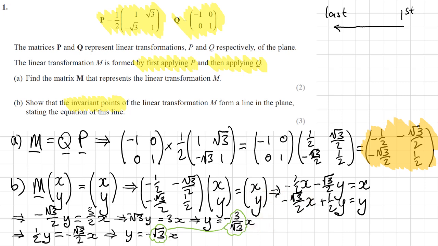So the invariant line, we can write down this equation now. We can write either one of these two down. I'll use the one where the denominator has been rationalised. y is equal to negative root 3 x. Let's just highlight that.